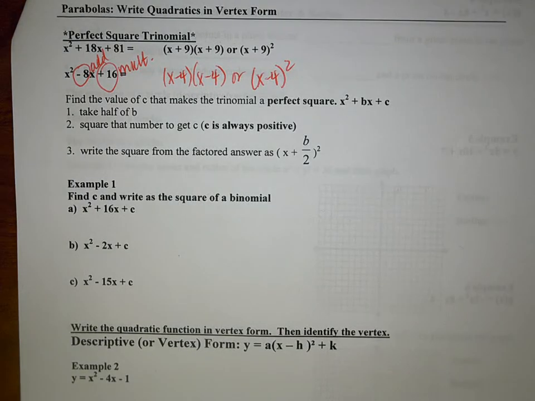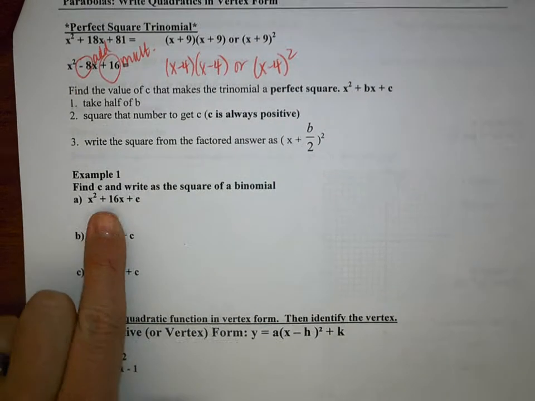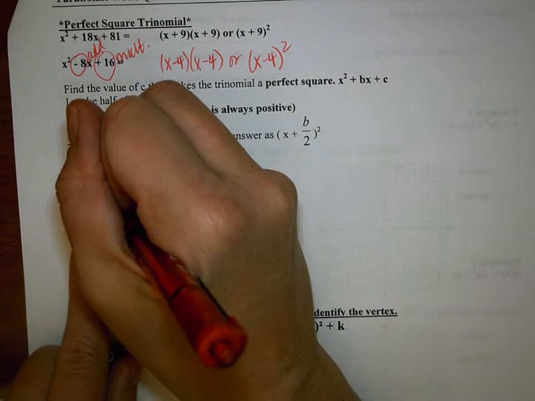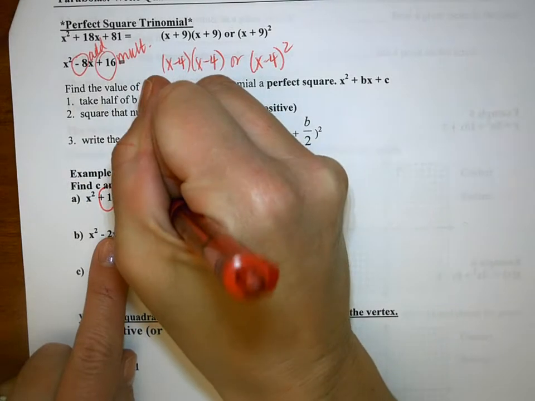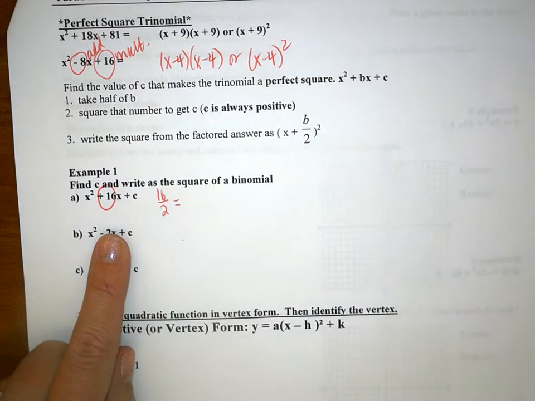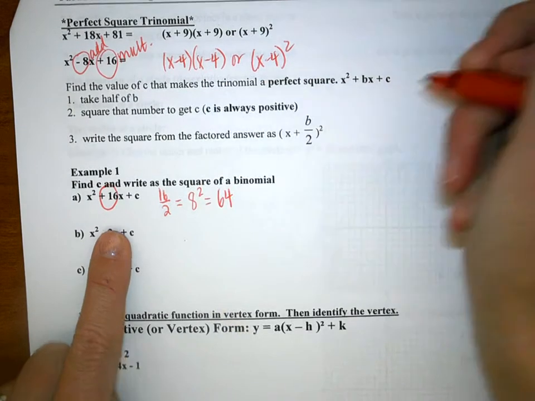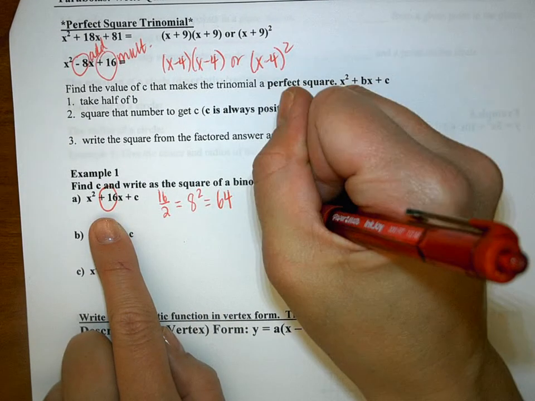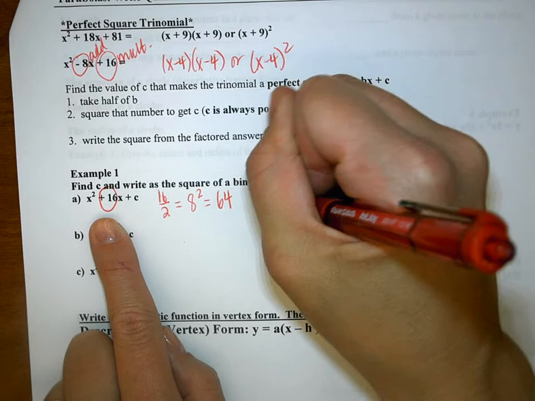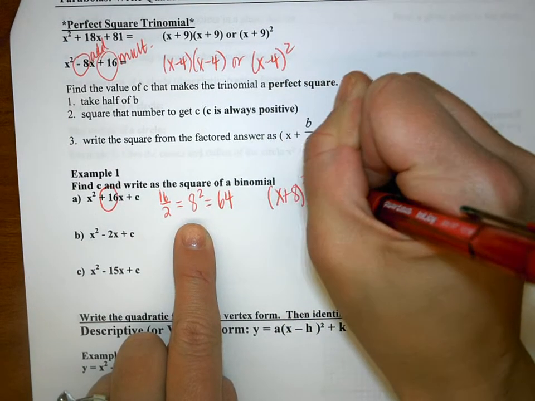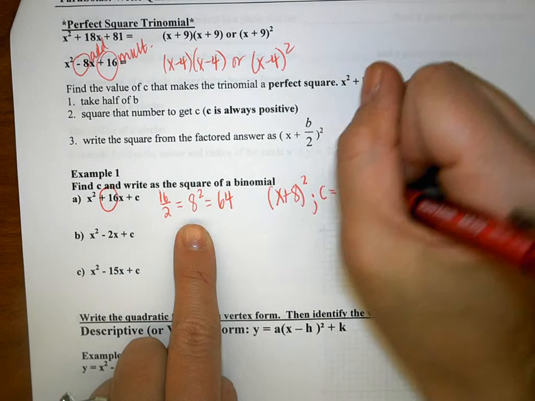But when you're completing the square, we always take half of b and square it. So for instance, let's do example 1. They want us to find the c value, and also they want us to write the square. So we would take 16. 16 divided by 2 is what? 8. And then 8 squared is what? 64. So that means that my perfect square is going to be x what? Plus 8. x plus 8 squared. And my c value is what? 64.